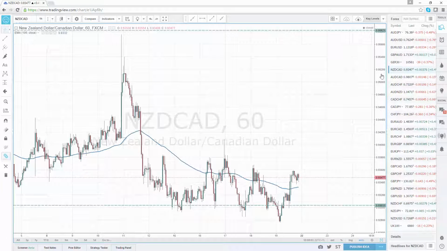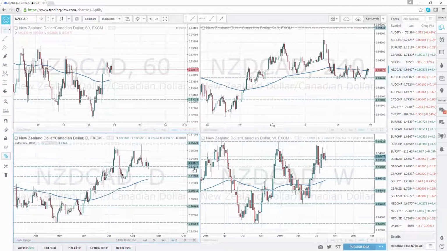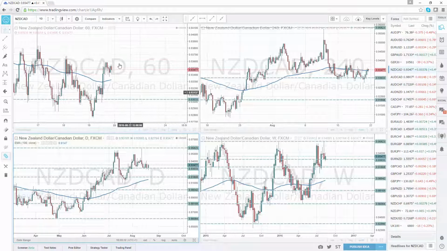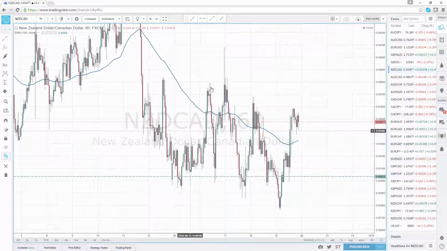Then finally, we've got the New Zealand CAD. If I zoom out here, what you can see with the New Zealand CAD is it's actually playing with this level here, and we're expecting it can do one of two things. Because it's playing with this big support level here, I'll zoom in on the 1 hour chart.